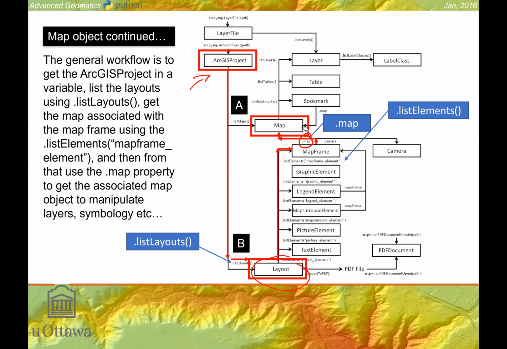It seems like a convoluted number of steps, or a convoluted way to get the map, but it's better than list maps, because list maps doesn't allow you to then work with the layout. And if you list maps, you might have multiple maps, and then you have to figure out which one belongs to the layout that you're working with or want to work with. So getting it from the layout is generally a better idea.